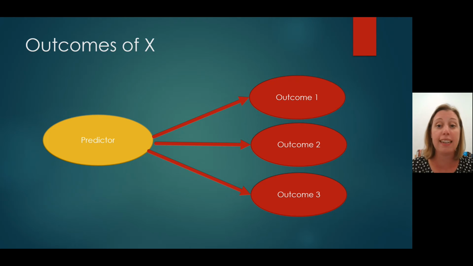So let's stick with the ADHD example. Again, I'm interested in ADHD. Instead of looking at what factors predict ADHD, I'm going to talk about the outcomes of ADHD. And so maybe my thesis is ADHD has negative effects on social relationships at home and school.